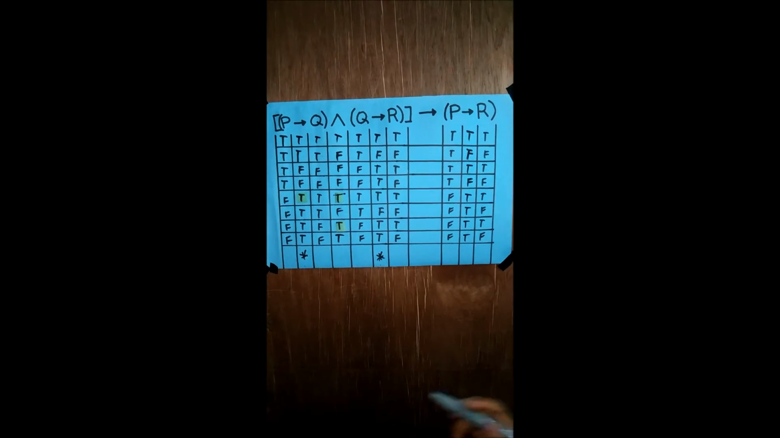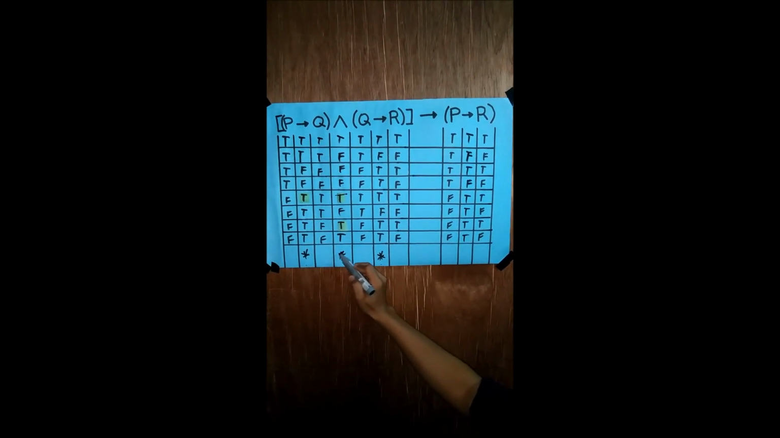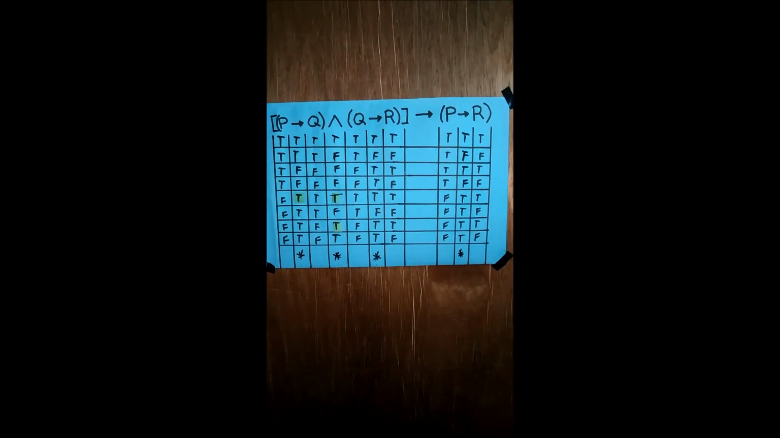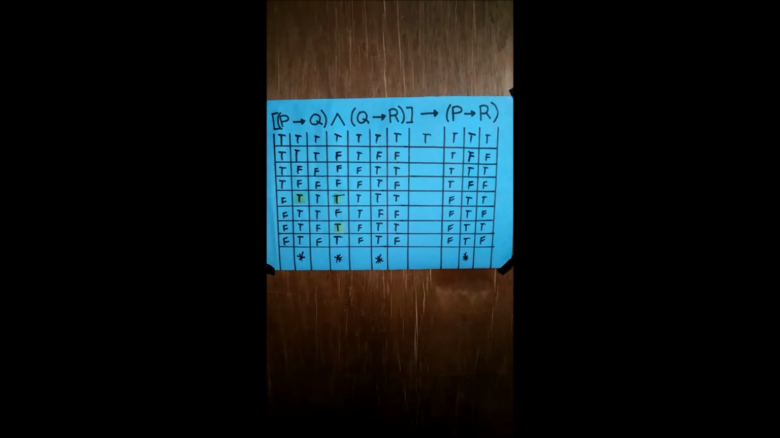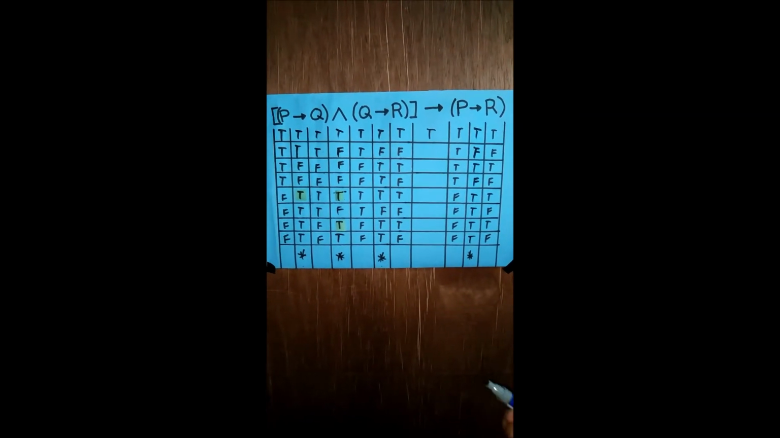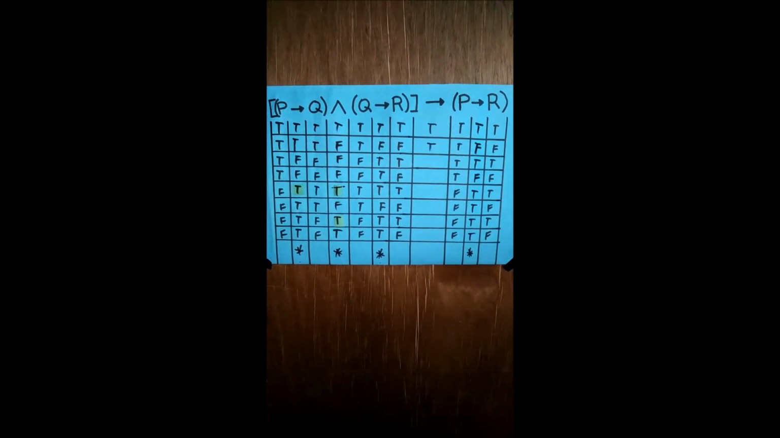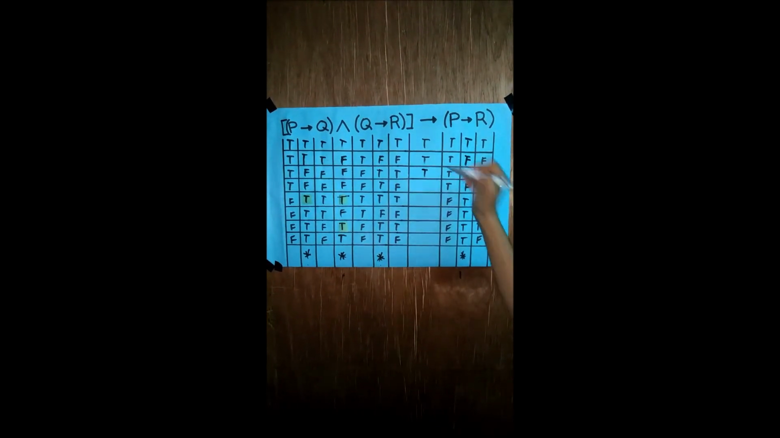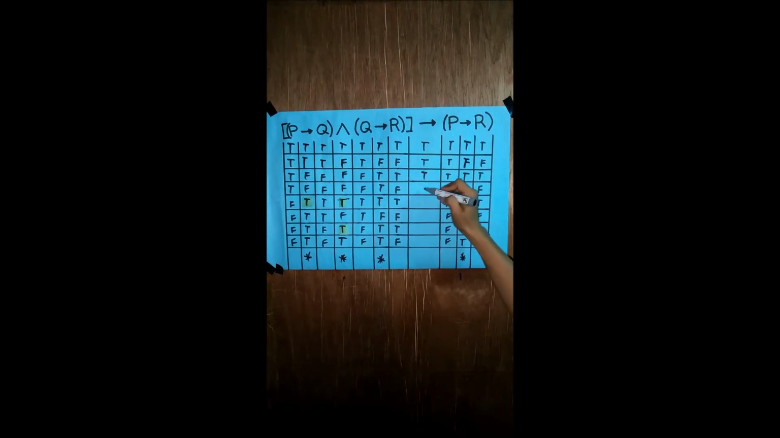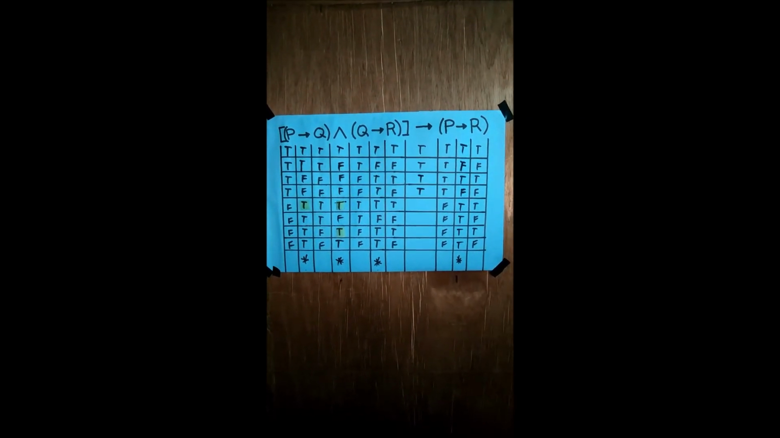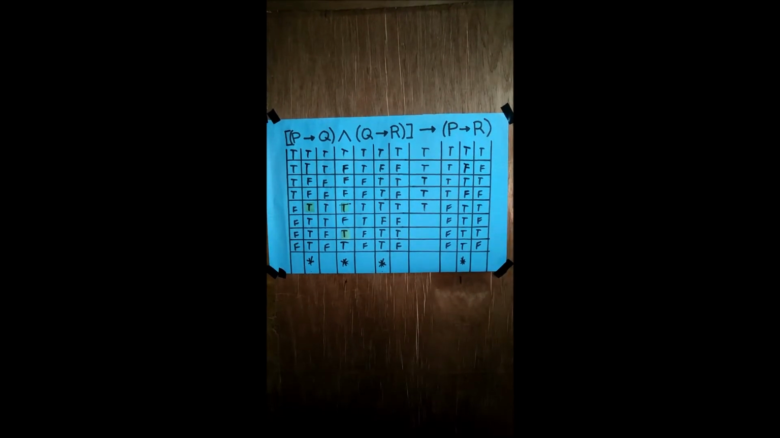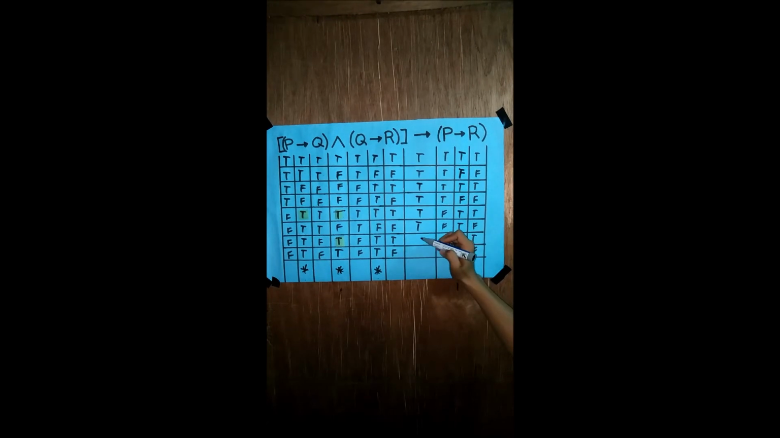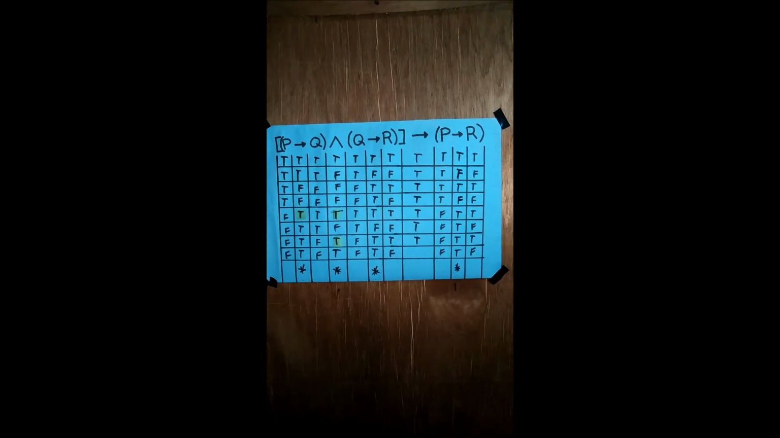So lastly, we're going to answer this and this. T and T implies T. F implies F is T. F implies F is T. F implies F is T. T implies T is T. F implies T is T. T implies T is T. T implies T is T.